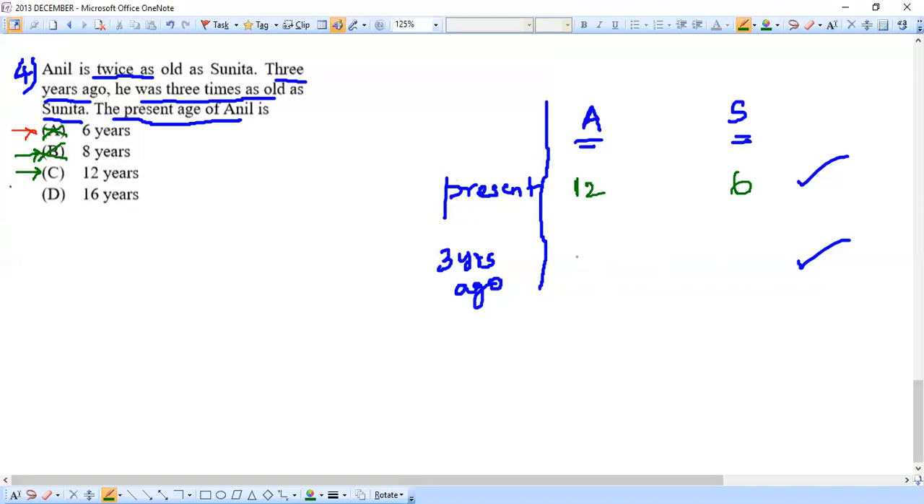So 3 years ago, Anil's age will be 12 minus 3, that would be 9. And Sunita's age will be 6 minus 3, which will be 3. Now, again, check whether 3 times Sunita's age is Anil's age. 3 threes are, is it giving 9? Yes, exactly. It is 9, which is the same as Anil's age. So no doubt, with option C all our conditions are satisfied. So option C, with age 12 years, is going to be the correct answer. No need to check one more option. We need not check it because we already reached our answer. Stop there itself.